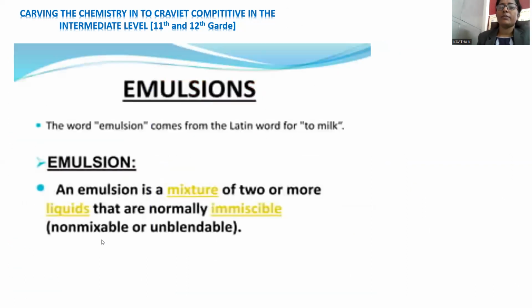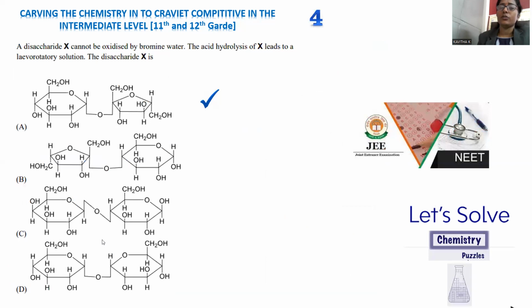Move on to question number 4. In question number 4, this is the question given from biomolecules. It stands for carbohydrates. Fine. A disaccharide X cannot be oxidized by bromine water. The acid hydrolysis of X leads to a levorotatory solution. The disaccharide X is, right? Disaccharide means any compound that, when added to water, that means on hydrolysis, gives two monosaccharides. It is very simple.